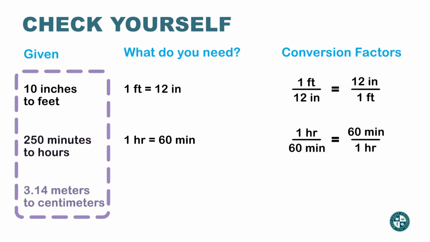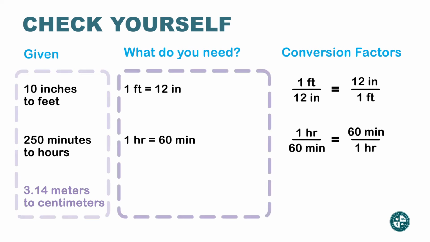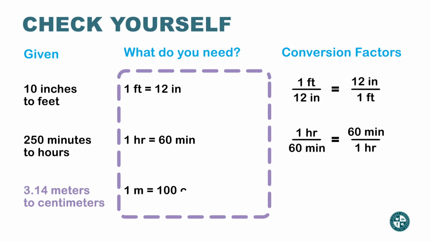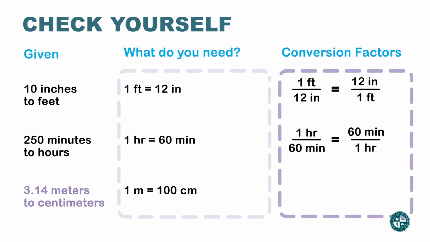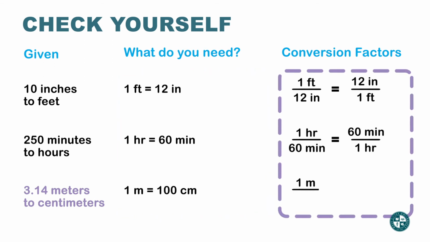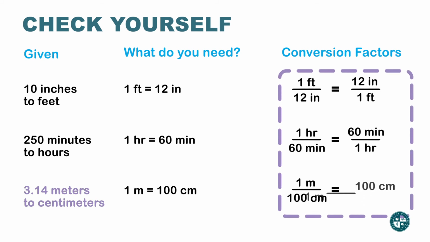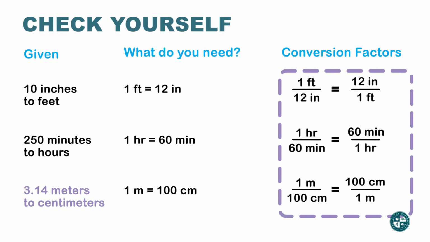And then how do I change meters to centimeters? Well, I need to find out how many centimeters are in a meter. And in 1 meter, there are 100 centimeters. So what will be my two conversion factors? 1 meter over 100 centimeters. And if I flip that fraction, I get 100 centimeters over 1 meter.